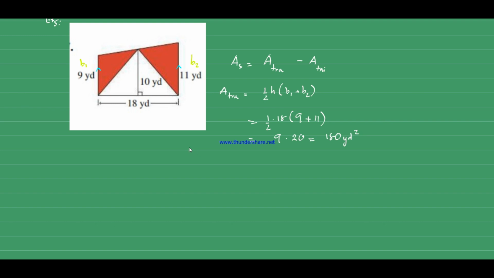Okay. Then the area of the triangle is very easy already. It will be 1/2 base times height. So 1/2 base is 18, height is 10. So 18 divided by 2 is 9, 90 yards squared. Then we can find the area of the shaded region: the trapezoid, 180 minus 90, so it will be 90 yards squared. There you go. Okay, very easy.